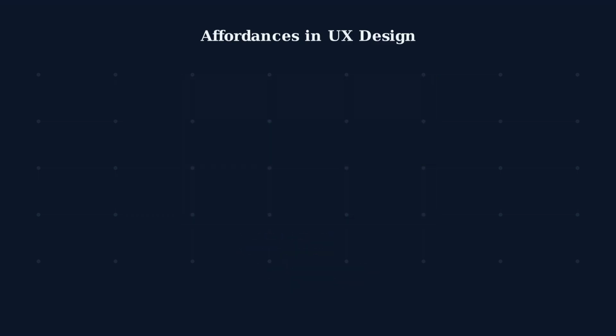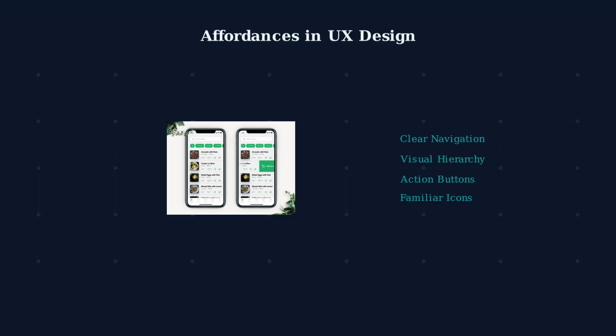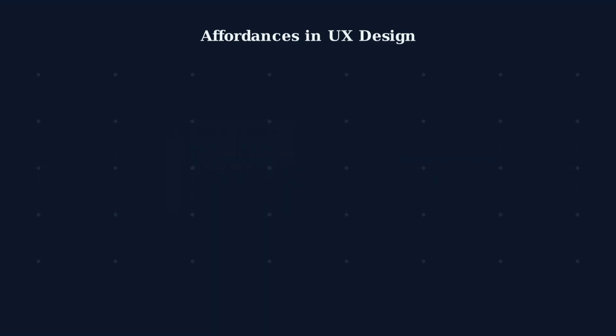Look at these toggle switches. Their design immediately communicates their current state and how to change it. In this recipe app, affordances guide users through complex tasks effortlessly. The green Add to Cart button uses color, position, and familiar language to make the next action crystal clear.